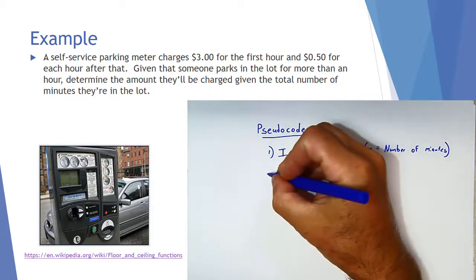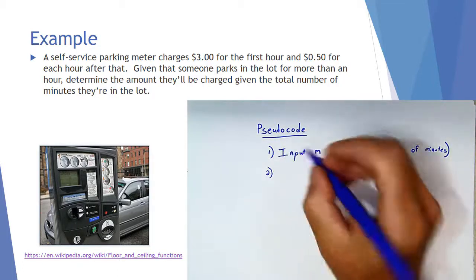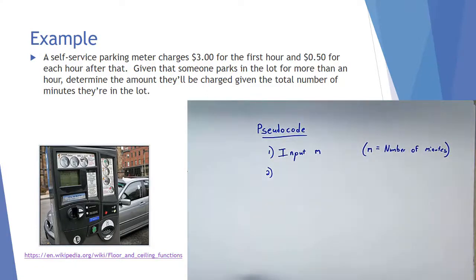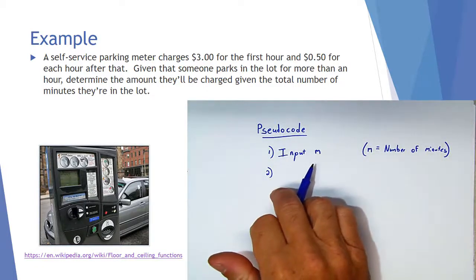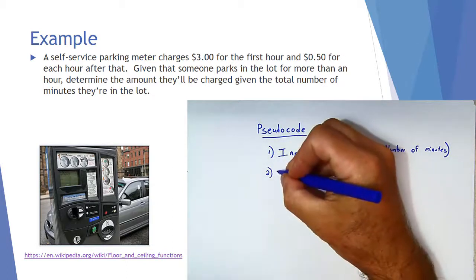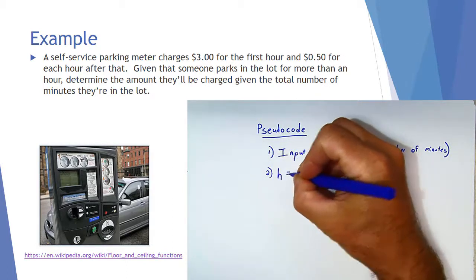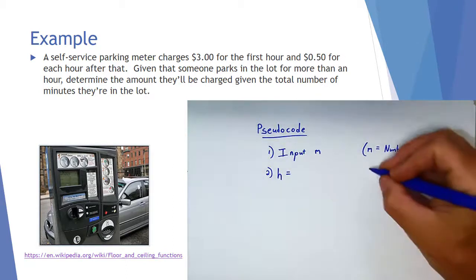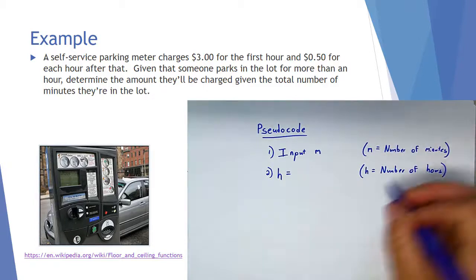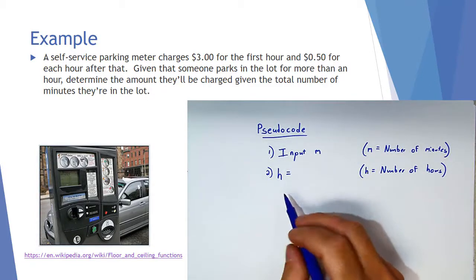Now, we come across a little problem here because we're charging by the hour, but we're given the number of minutes. So we need to convert this number of minutes into hours. So let's change M to H. Let's let H be the number of hours that were in the lot. So how do we change the number of minutes into the number of hours?